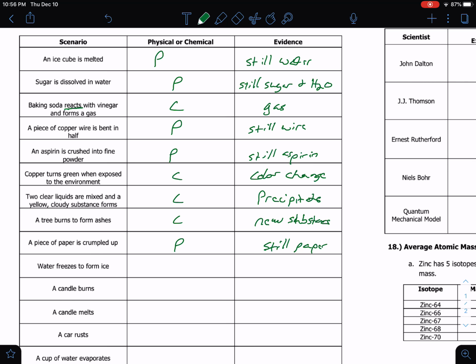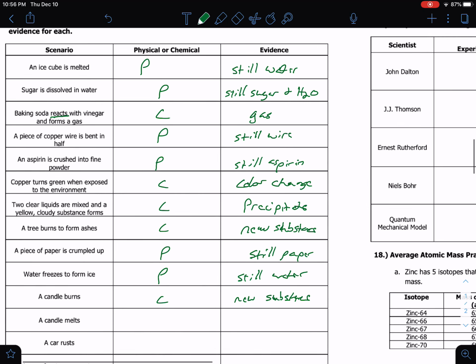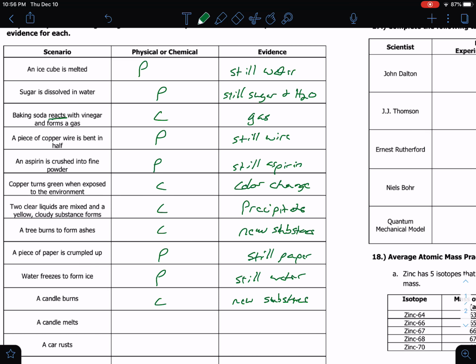Water freezes to form ice. This is physical, so still water. A candle burns. This is going to be chemical, so we are changing, so we have a new substance. So hopefully you're kind of getting the point of this now. So physical and chemical. Let's go ahead and move on to the next part.